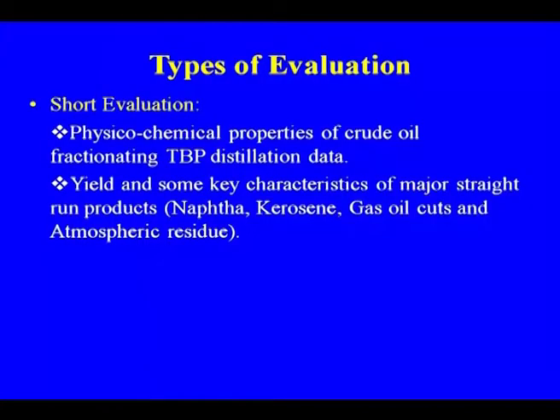Routine evaluation, that is, on a routine basis we are doing the physico-chemical properties of the crude oil, fractionating, TBP distillation data, boiling point distillation data, yield and some key characteristics of the major straight-run products: naphtha, kerosene, gas oil cuts and atmospheric residue. So, for detailed evaluation, the physico-chemical properties we already discussed are what is required.